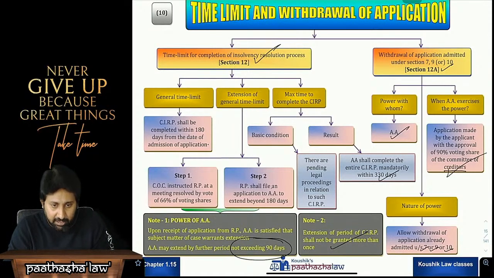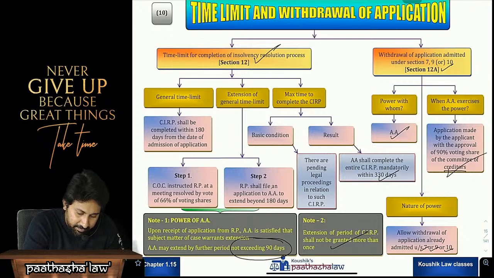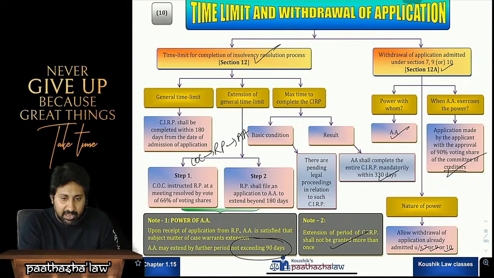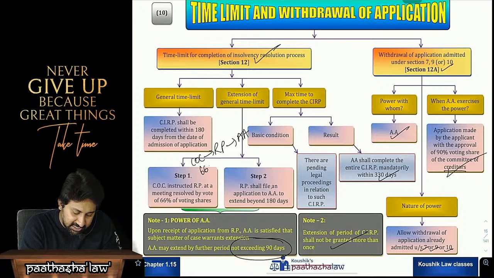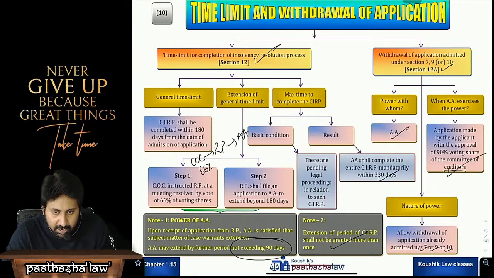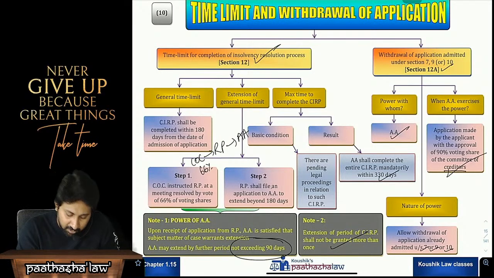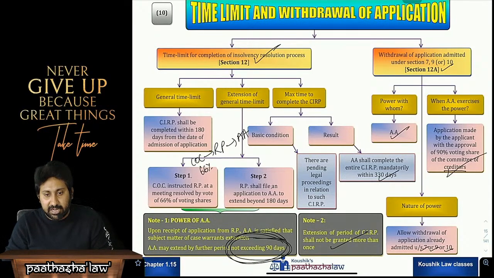Time limit. Section number 12. General time limit: CIRP shall be completed within a period of 180 days from the date of admission of application. Extension: first the COC will instruct the RP, and the RP will go to the AA and ask for extension. Extension can be given only if 66% of the voting share of the COC applies for that. And the RP will apply to the AA, and the AA may give an extension beyond 180 days. How many days can it give? Not exceeding 90 days.